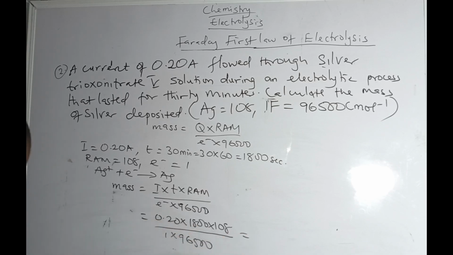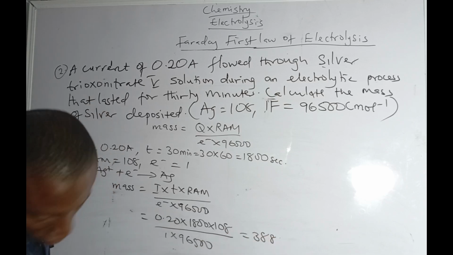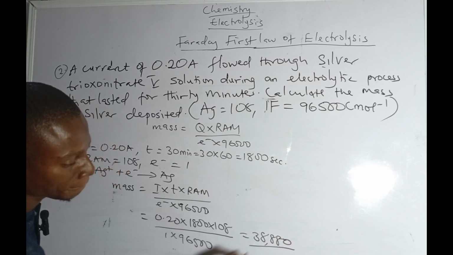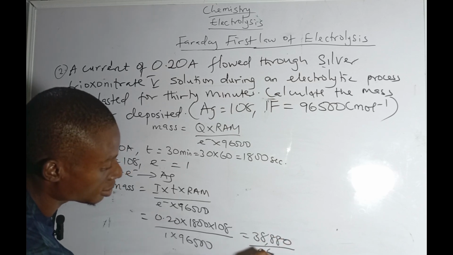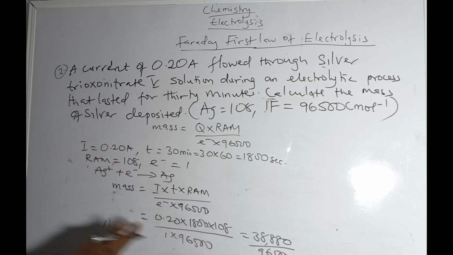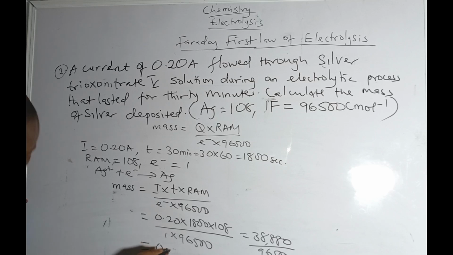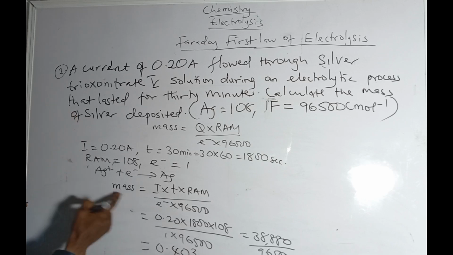So the answer will be 38,880 over 96500. So multiplying this gives us this. 38,880 divided by 96500 should be 0.4029, so approximately 0.403. Since we are looking for mass, we need the unit gram. So that is the answer for that.